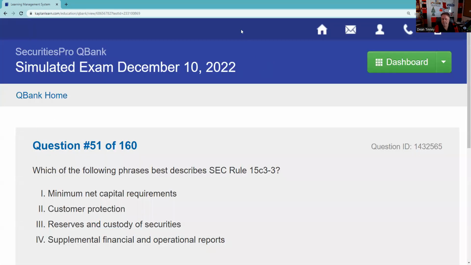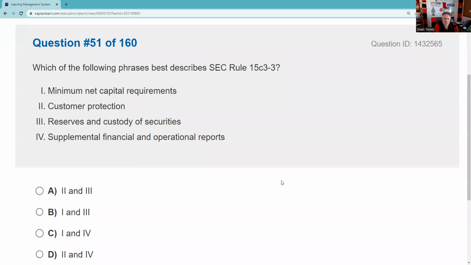Question 51. Which of the following phrases best describes Rule 15c3-3? Minimum net capital requirements? No, that's 15c3-1. Customer protection? Yes, indeed. Reserves and custody of securities? Yeah, it's 2 and 3. It's called the customer protection rule, right? This is that thing where every Friday we're going to determine what customers owe the broker-dealer versus what the broker-dealer owes the customers. And then within 1 hour of the bank's opening on Tuesday morning, we're going to make that deposit in qualified securities. So that is indeed 2 and 3.